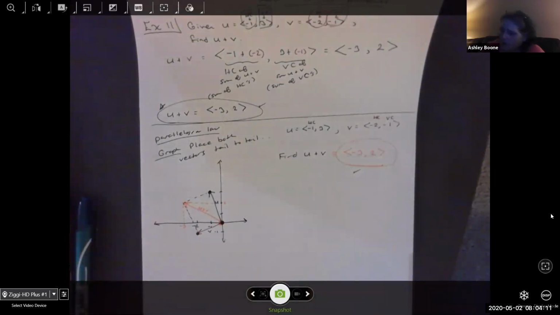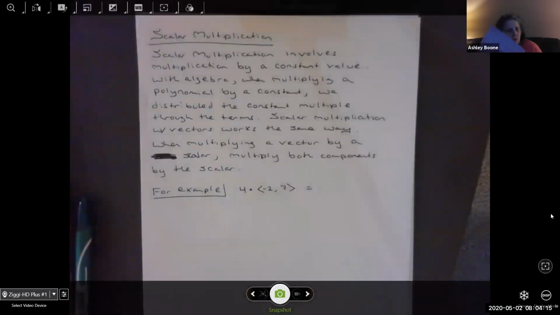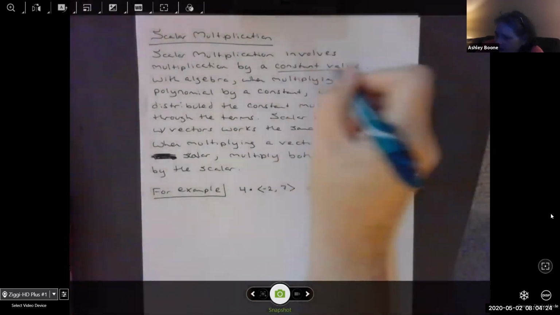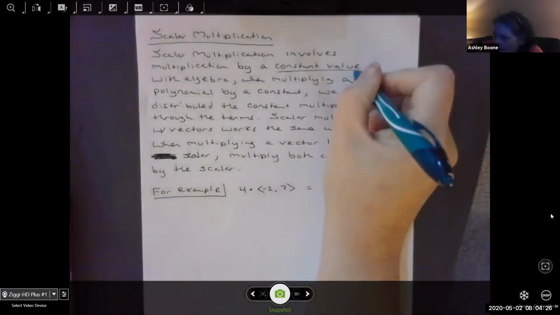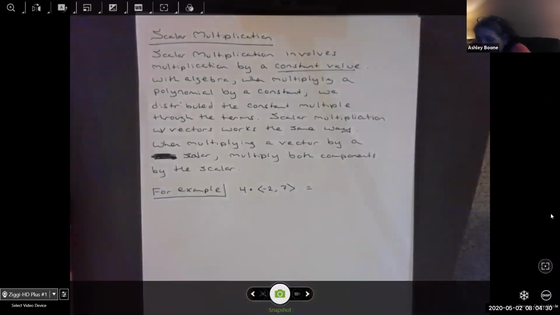Now, before we get into a couple more examples here, we need to talk about scalar multiplication as well. Scalar multiplication is when you have multiplication by a constant value. We call that value the scalar, okay? It's going to be very similar to when you use distribution with polynomials.